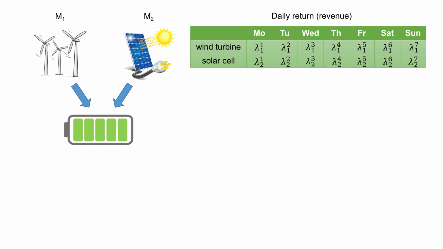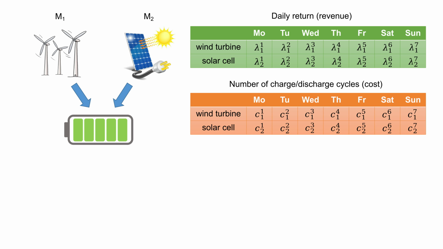At the same time, the energy stored in the battery will be sometimes released to the grid for the customers. This means that the battery will experience several charge-discharge cycles over the day. We know these numbers for the same period of time as well. This is the cost.